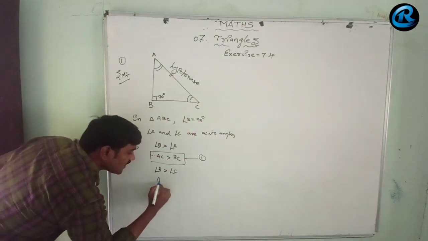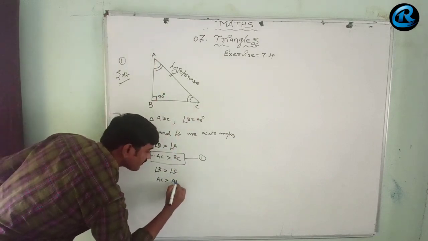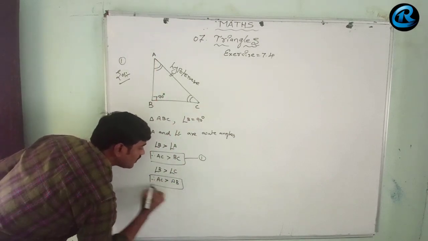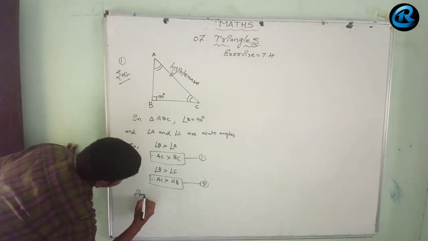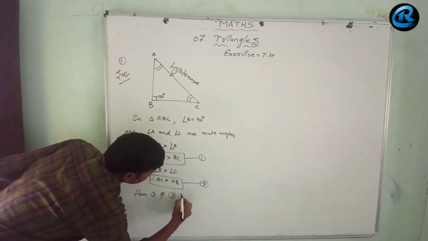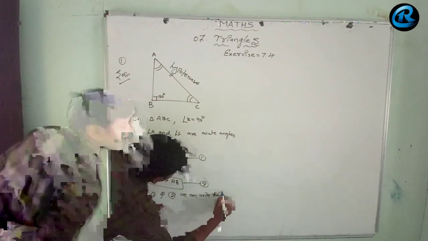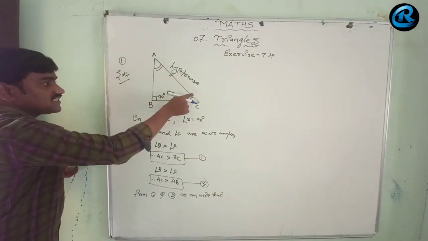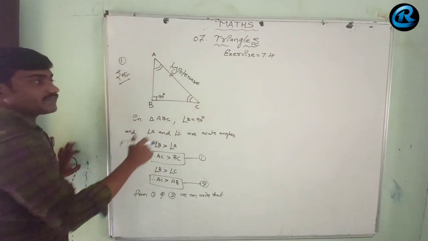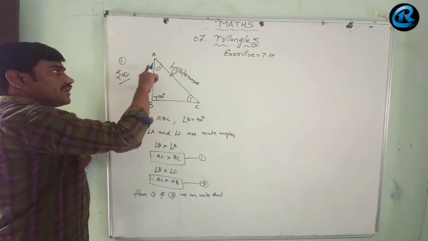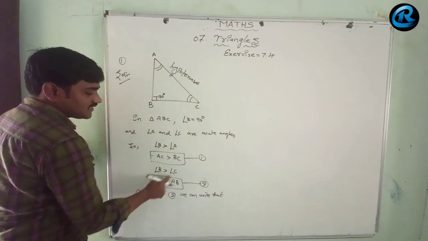So angle B, opposite side is AC, is greater than angle C, opposite side is AB. Now this also you remember as equation number 2. From 1 and 2 we can write that AC is greater than BC, and this AC is greater than AB also.